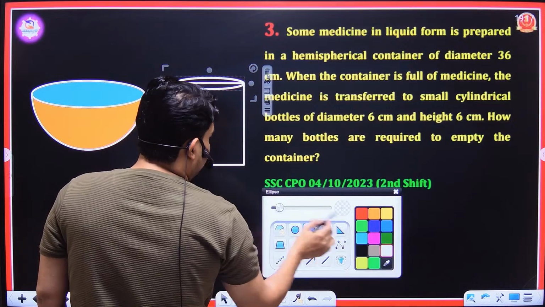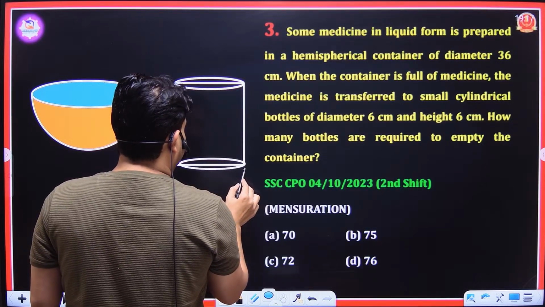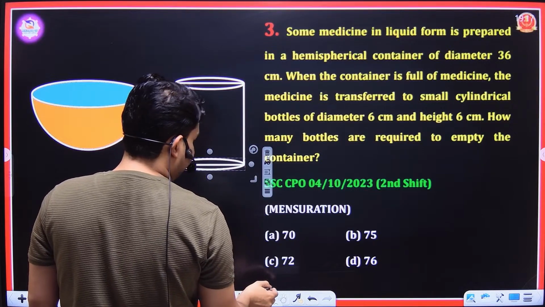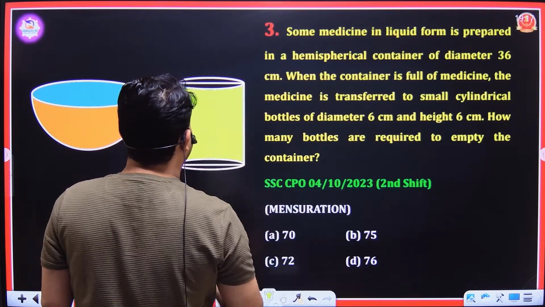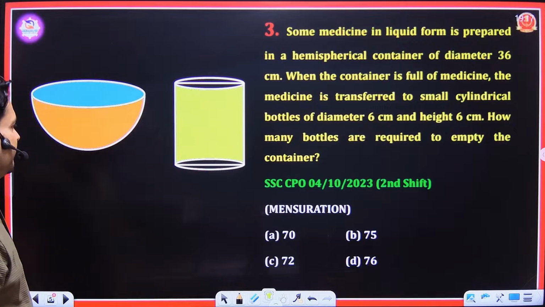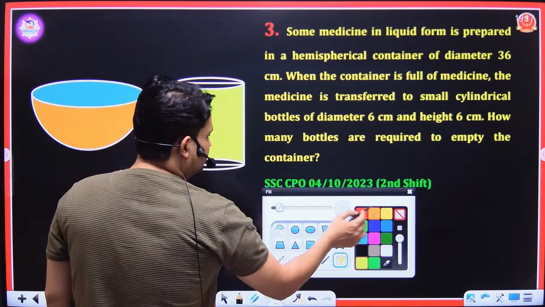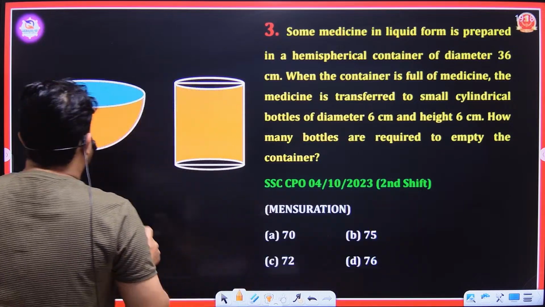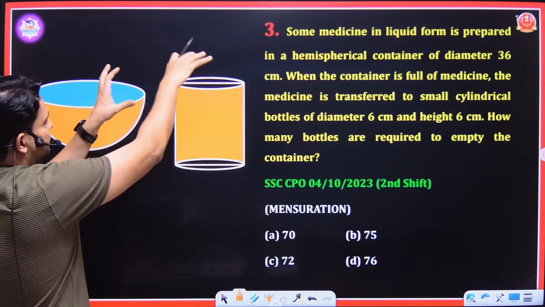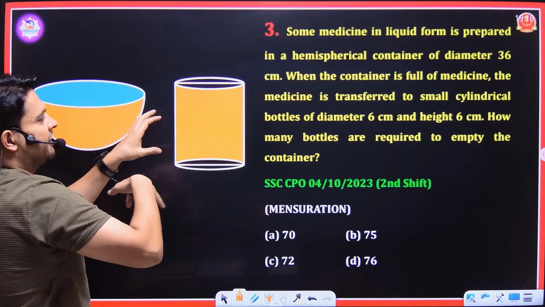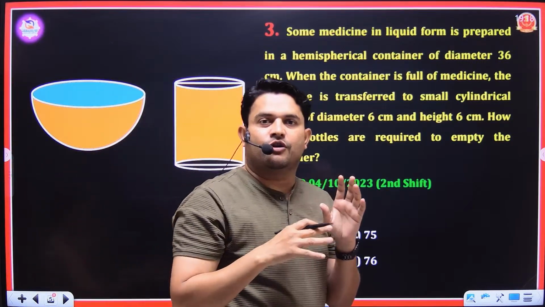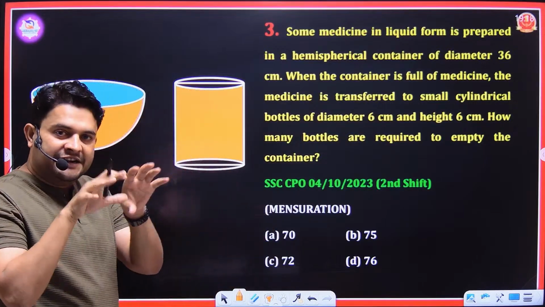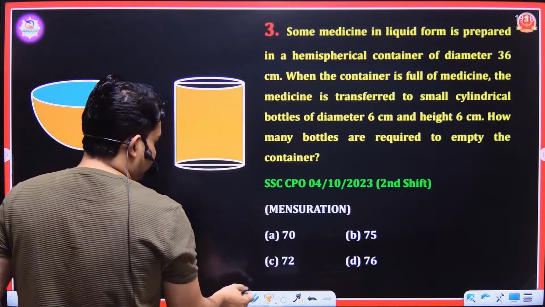First of all, I will clear your concept. See, this one is my cylinder. I have to pour all the medicine inside it, and the medicine is of this color. So suppose all this medicine is poured into not just this cylinder, but many such cylinders. It means the volume of all such cylinders and this bowl is the same.